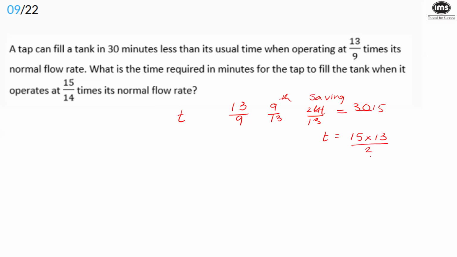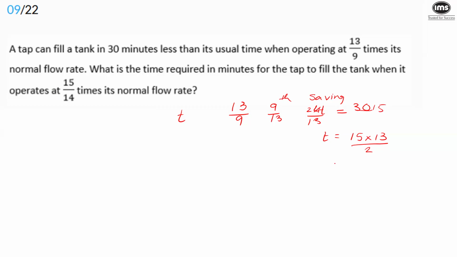Please don't multiply such numbers. Leave it like this. Now let's try to understand. This is the usual time that we have found in minutes. The question says, what is the time required? Not the savings, but what is the time required in minutes for the tap to fill the tank when it is operated at 15 by 14 times the normal flow.